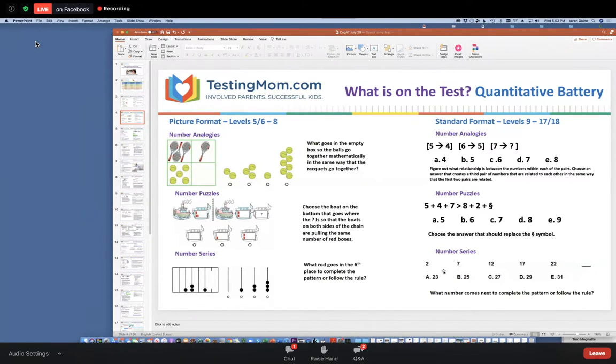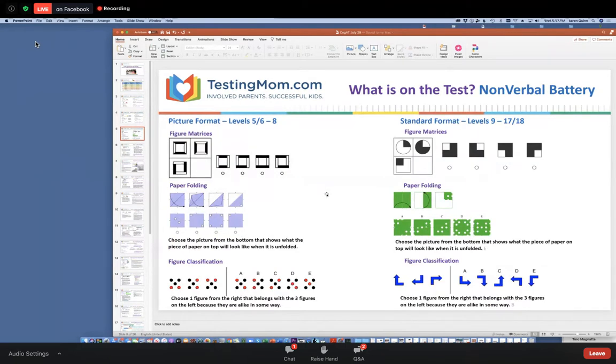On this side of the number series, you have to figure out, by looking at the numbers, what is the pattern or the rule that they're following. So here they're adding 5 each time. So if we add 5 here, the answer is going to be 27. So that's what the quantitative part of the test is like. And then finally, we're going to look at the nonverbal battery.